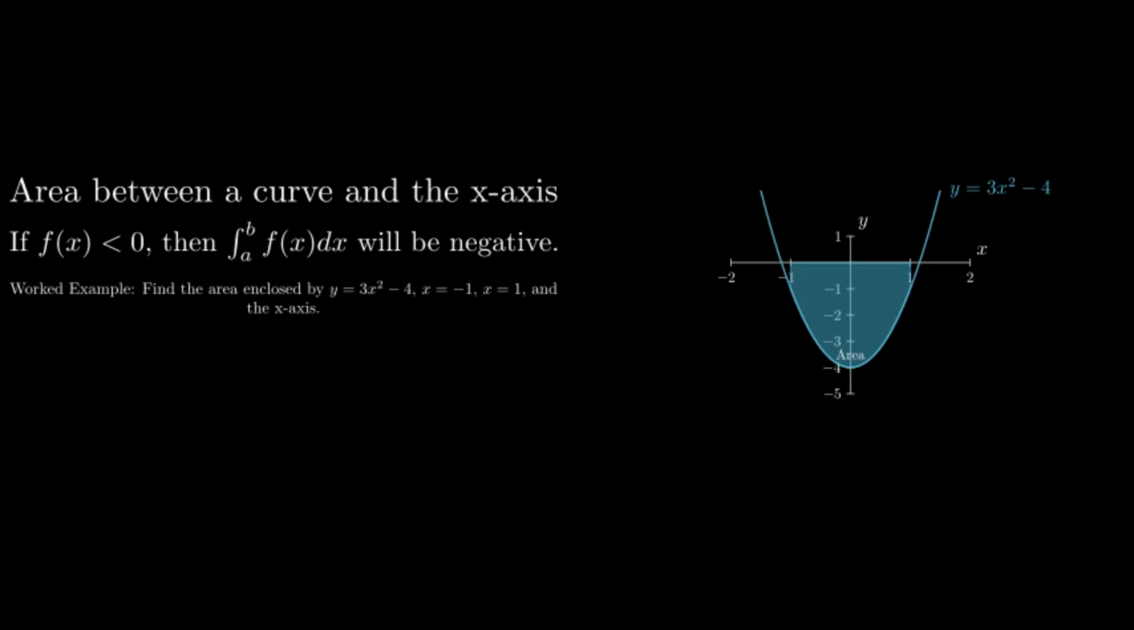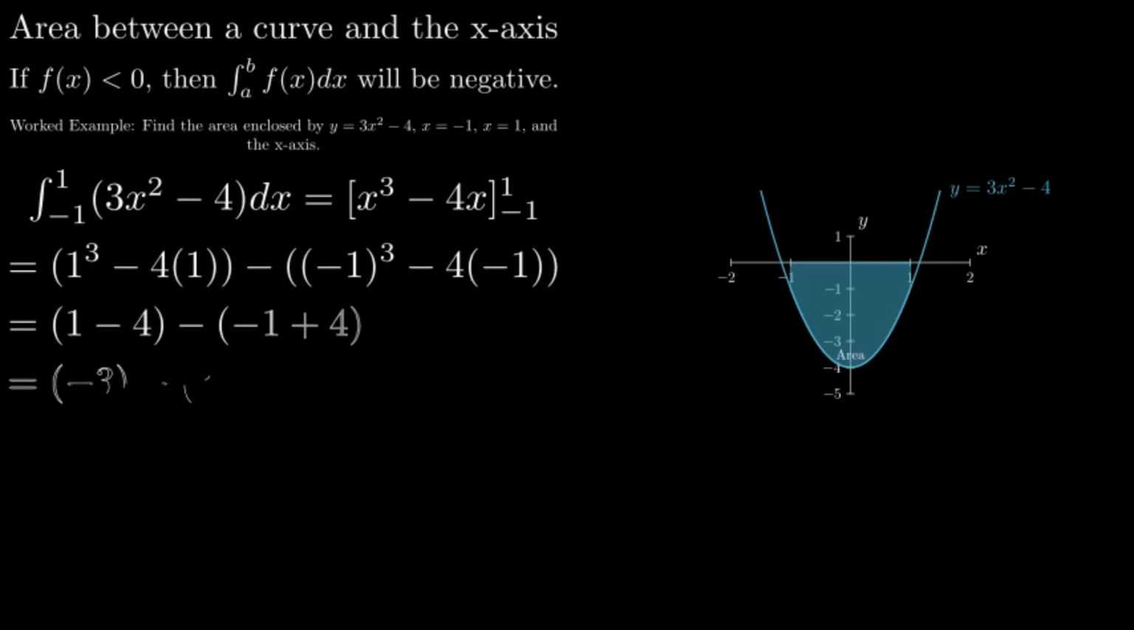Let's calculate it. We set up the integral from minus 1 to 1. The antiderivative of 3x squared is x cubed, and the antiderivative of minus 4 is minus 4x. So we have x cubed minus 4x to be evaluated from minus 1 to 1. Plugging in the upper limit gives 1 minus 4, which is minus 3. Plugging in the lower limit gives minus 1 minus minus 4, which is minus 1 plus 4, or 3. So we have minus 3 minus 3, which equals minus 6.